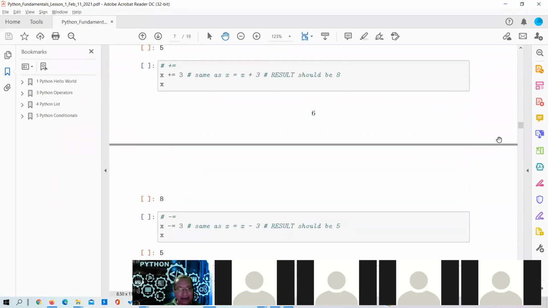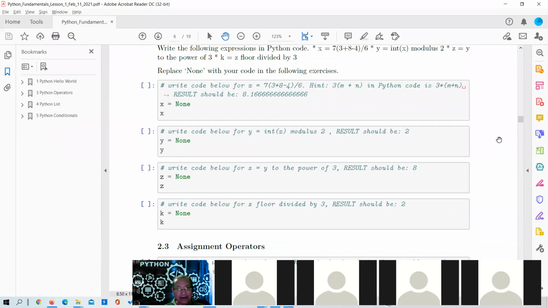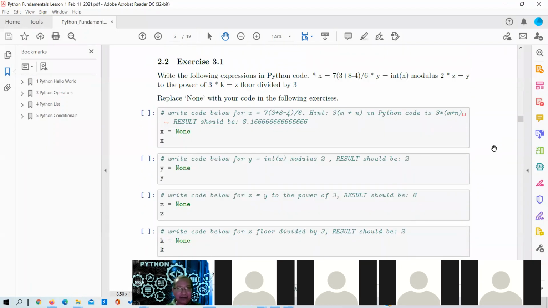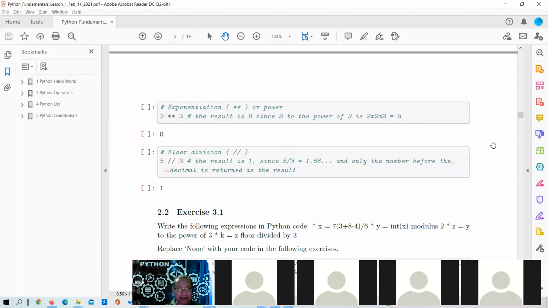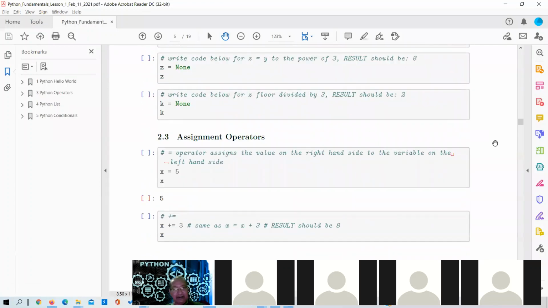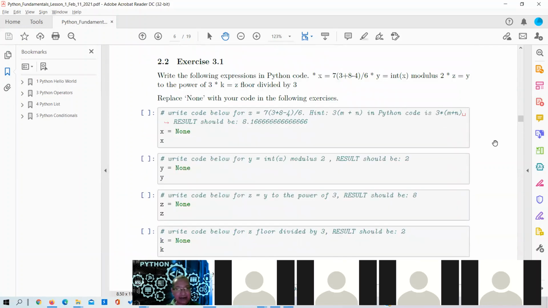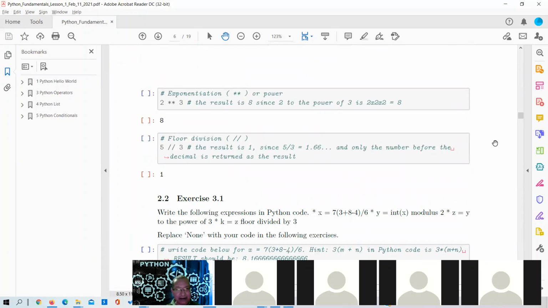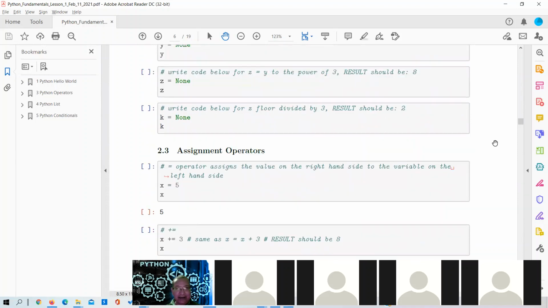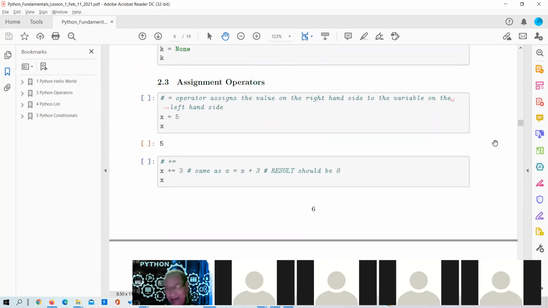Okay, let's see, where are we? Okay, assignment operators. So we talked about the arithmetic operators. So the next topic within operators, the last one, is assignment operators. Did we miss anything here? Let's see these exercises. Okay, assignment operators. So what are assignment operators?